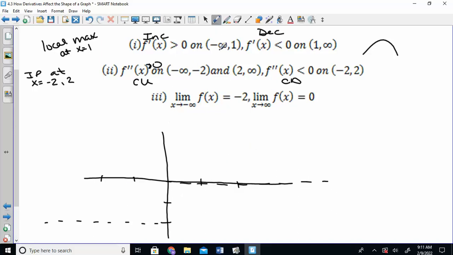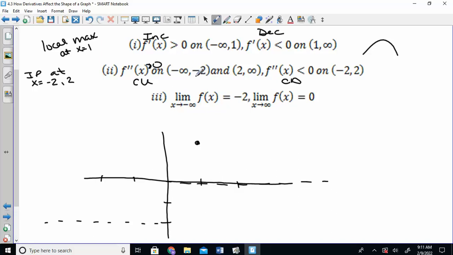So now I have to put all this together to make a graph. I know my graph has to be increasing until we get to 1. Okay, so 1 is a local max. I didn't tell you where, so I'm just going to put a point. So my graph has to be rising until we get to there.